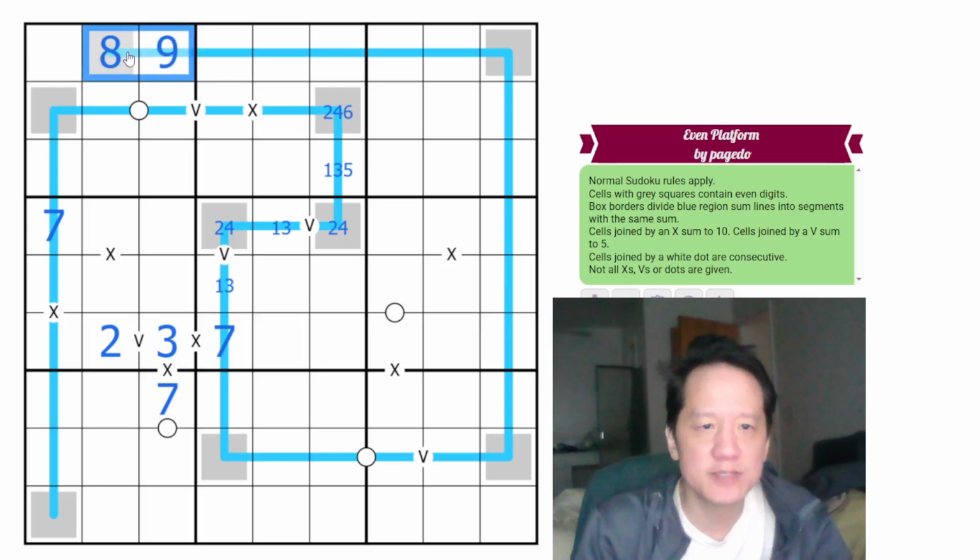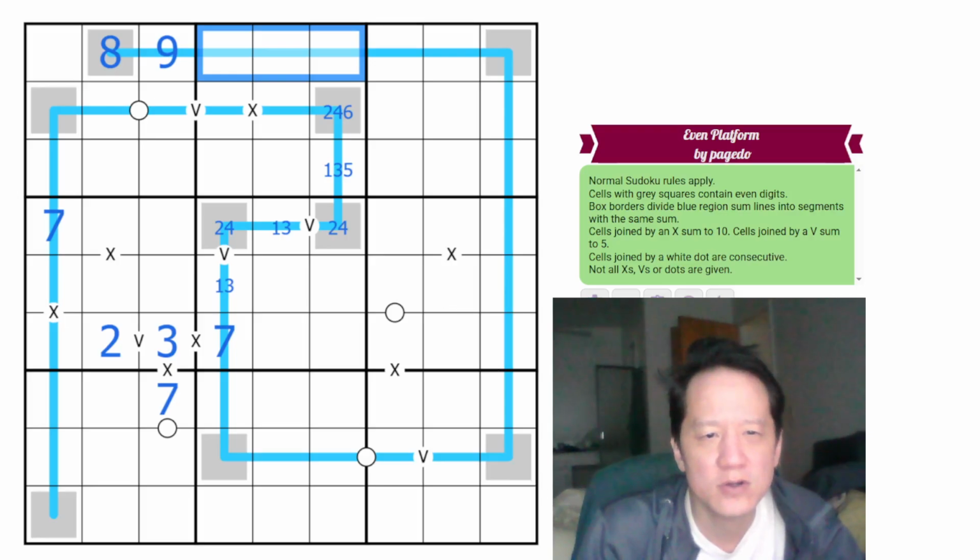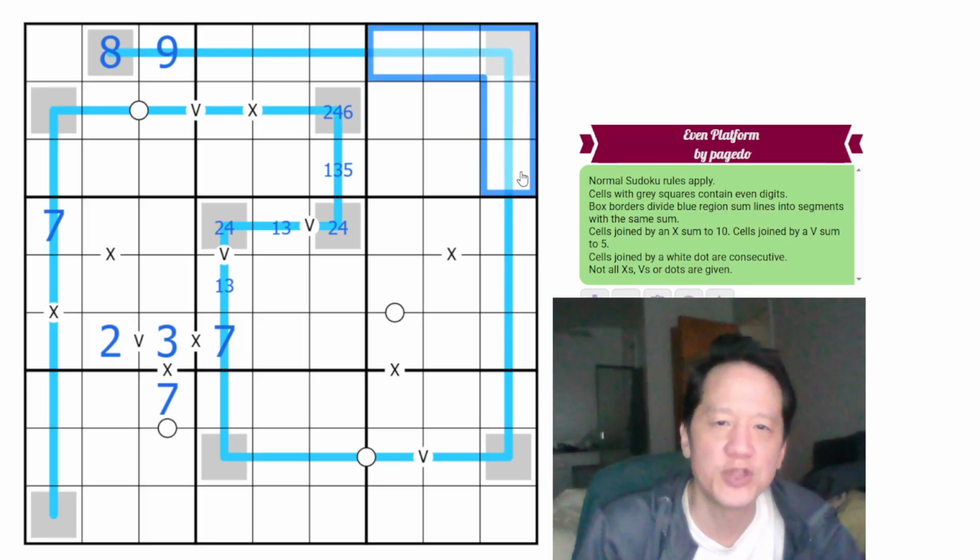We know this adds up to 17, these 3 add up to 17, and these 3 add up to 17. That gives us 17 plus 7, wait. Does that work? Hold up. We have a problem here. This is 17, 17, and... Oh, this is not 17. The whole thing is 17, but this 3 is not 17. Okay, that's why. That doesn't work that way. Okay, so never mind.